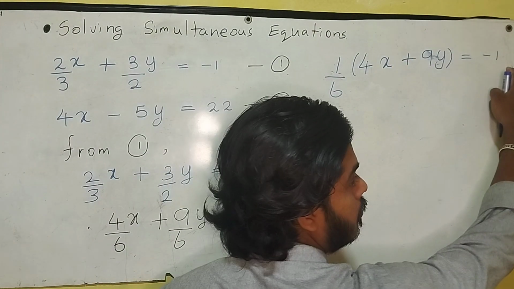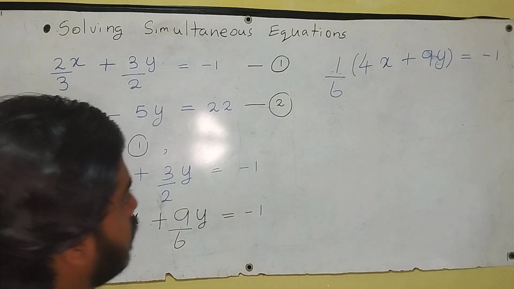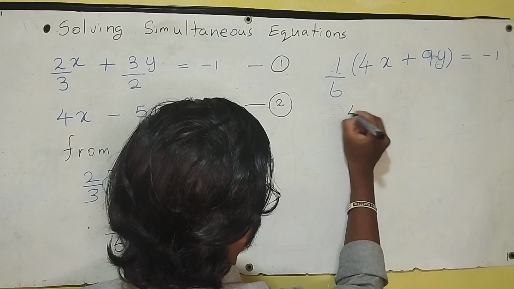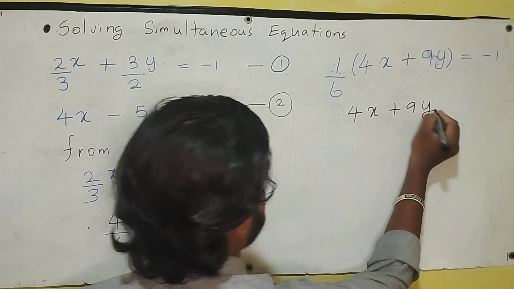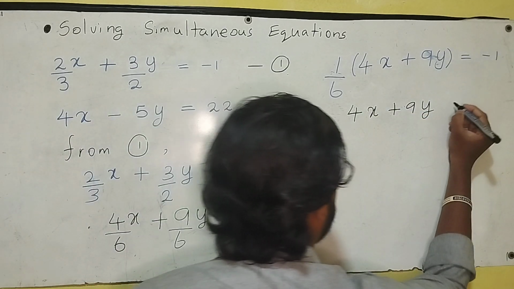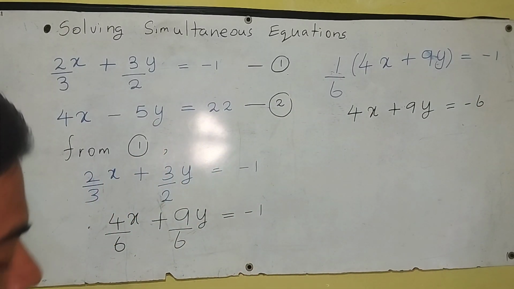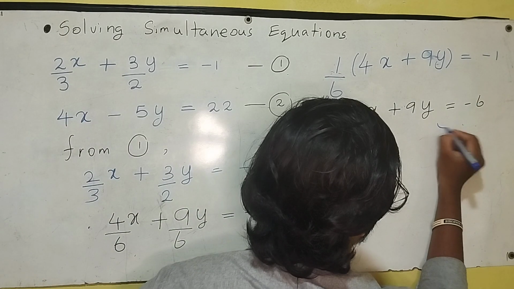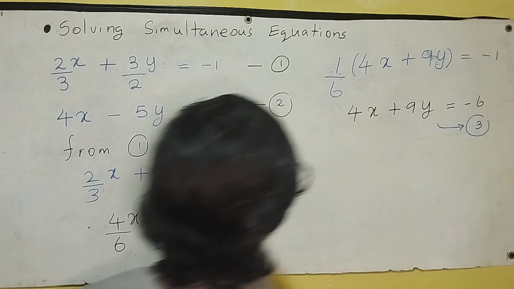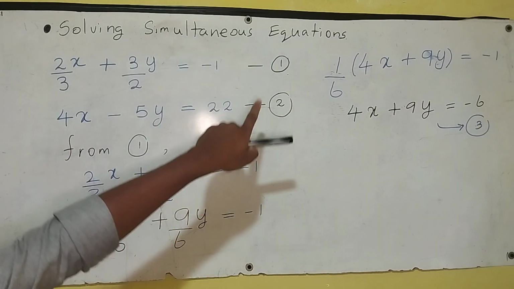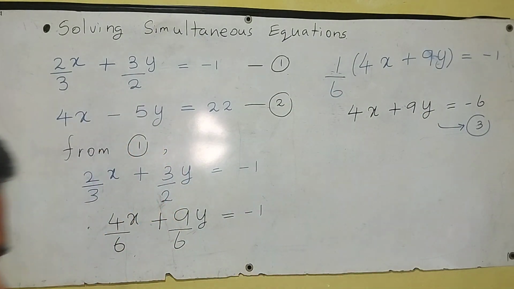Now we can multiply 6 multiplied by minus 1. Now we can obtain 4x plus 9y equal to minus 6. I denote it as the third equation. First equation, second equation, as well as third equation.